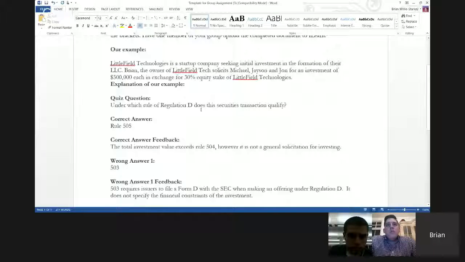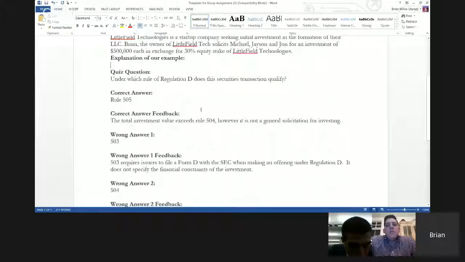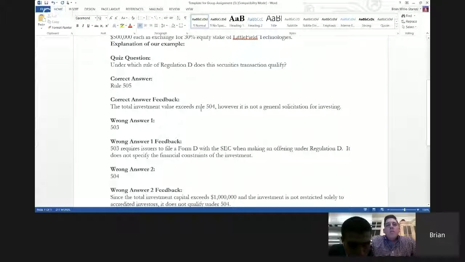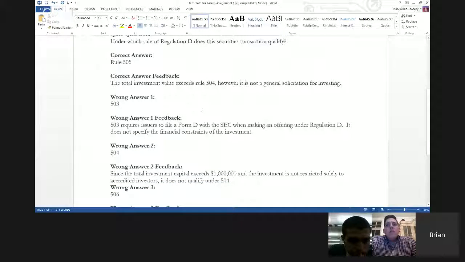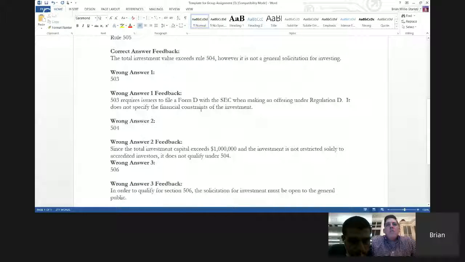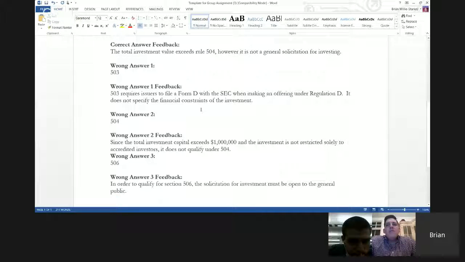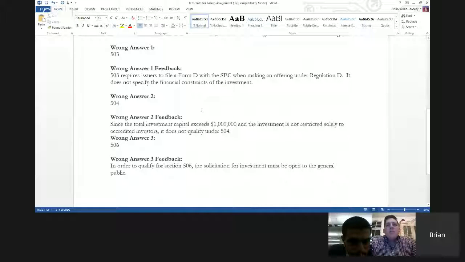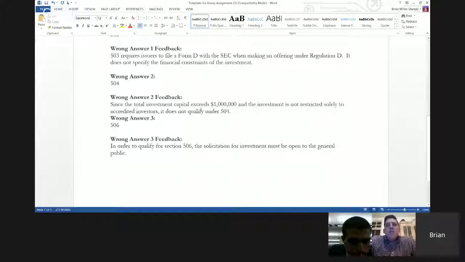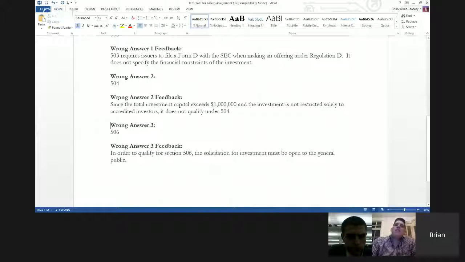So how's this looking so far? Correct answer, 505. Why? The total investment value exceeds Rule 504, excuse me. However, it's not a general solicitation for investing. Wrong answer, 503 requires issuers to file a Form D with the SEC when making an offering under Regulation D. It doesn't specify financial constraints. Wrong answer number 2, 504. Since the total investment capital exceeds $1 million and the investment is not restricted solely to accredited investors, it does not qualify under 504.